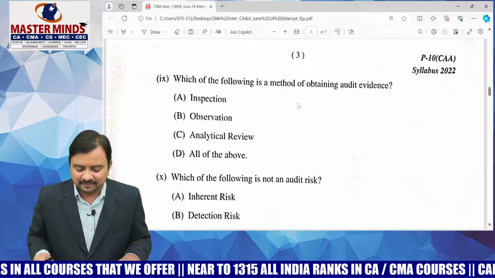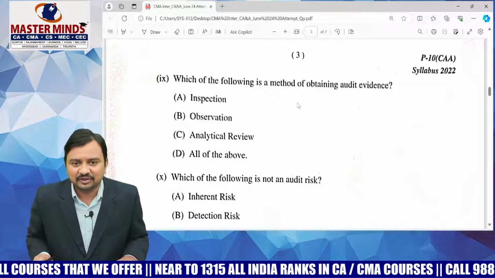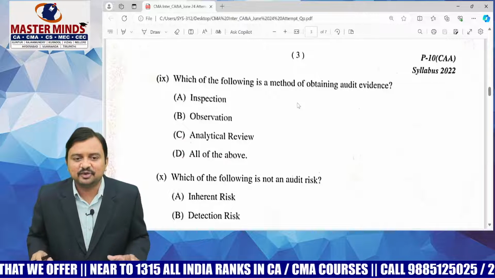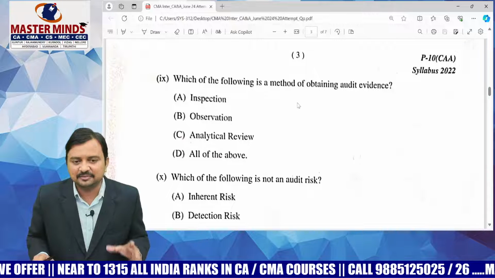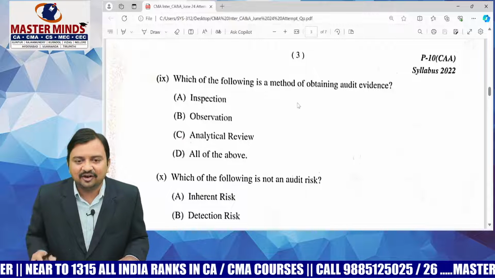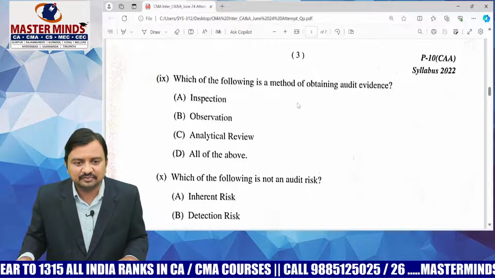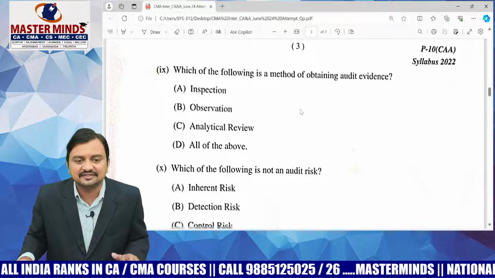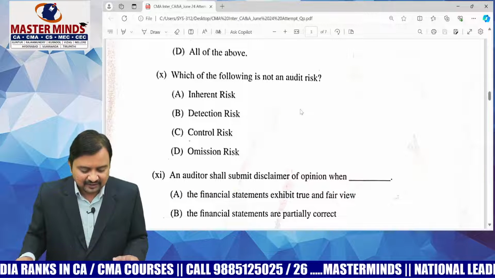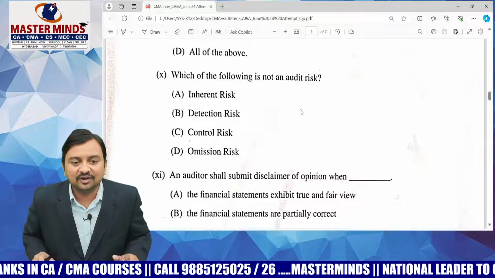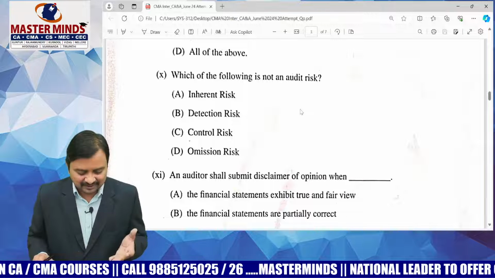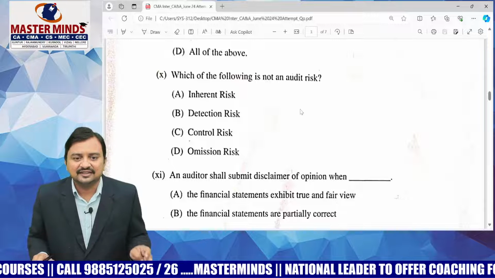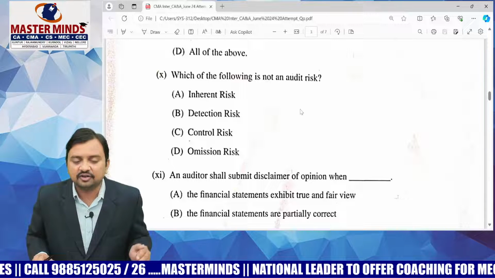Then, which of the following is a method for obtaining audit evidence? Obviously from the audit evidence and audit engagement chapters, all the methods come under methods to obtain audit evidence. Again an easy MCQ. You should have answered it in a proper manner. Then, which of the following is not an audit risk? A simple question. Again you can answer it 100% correctly.